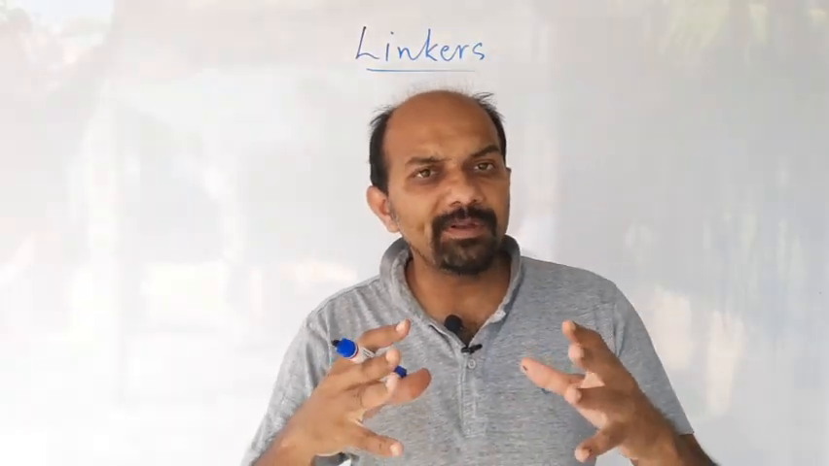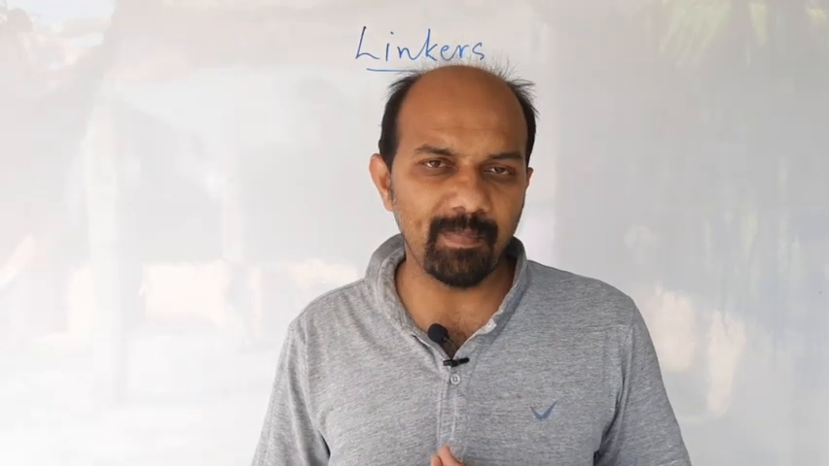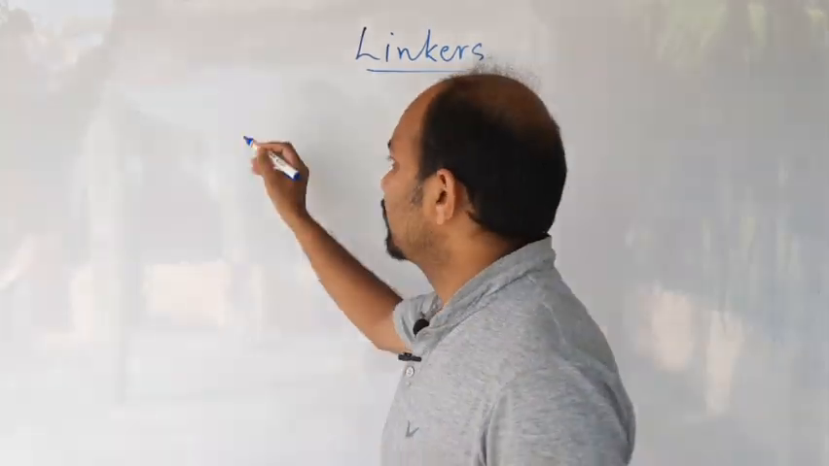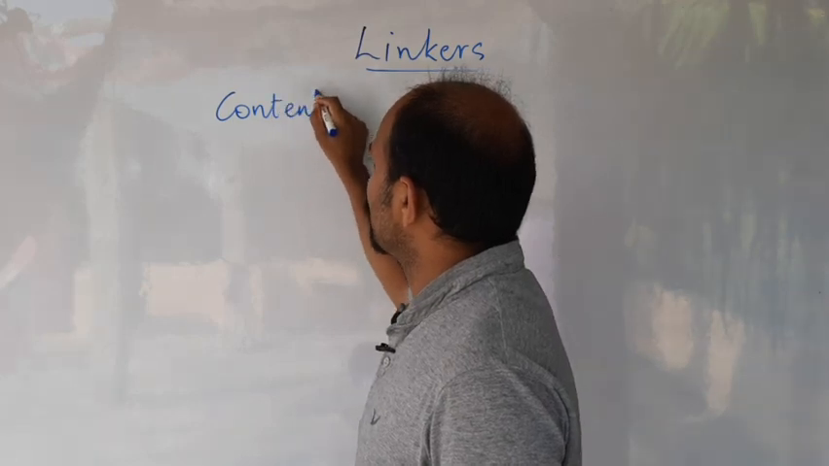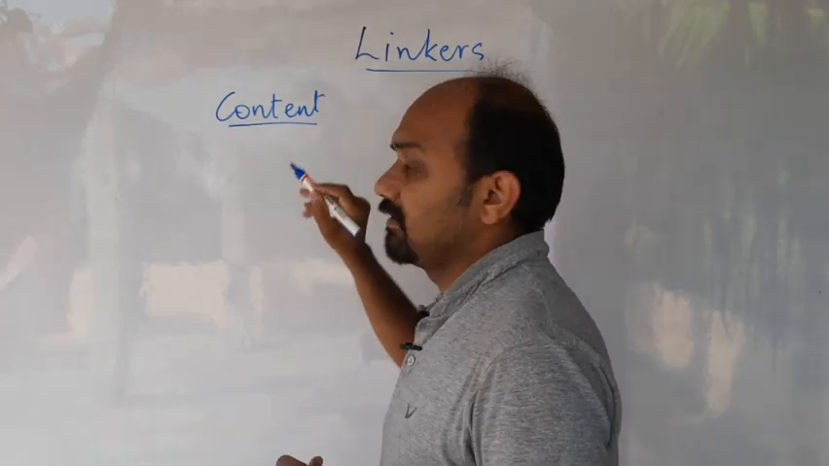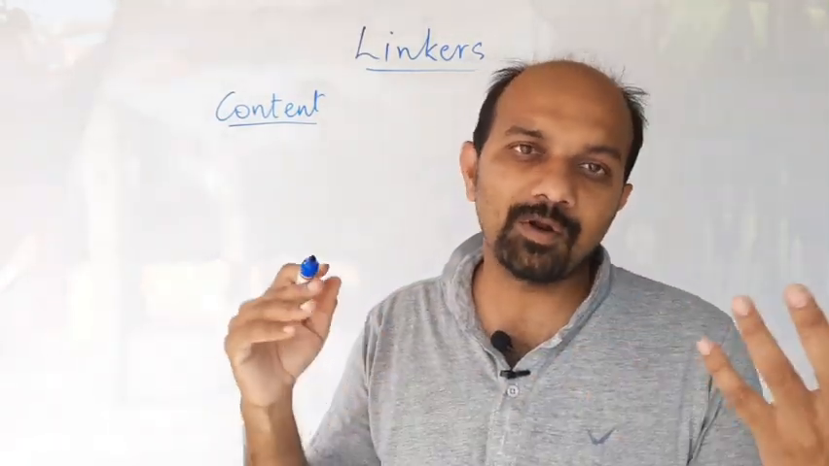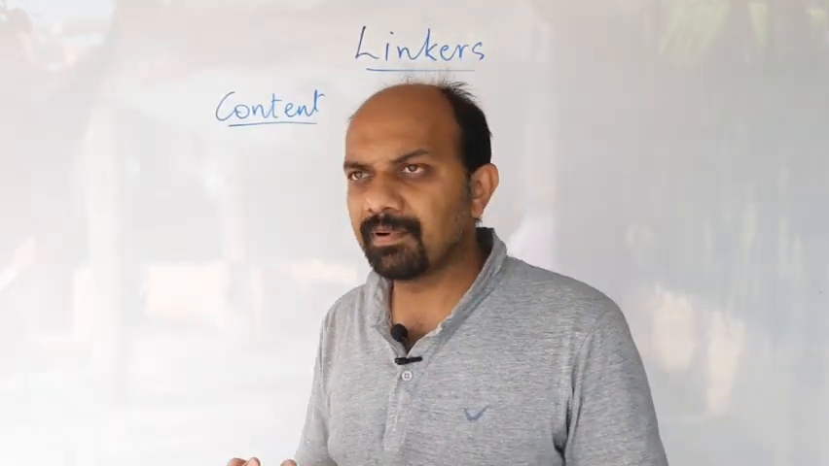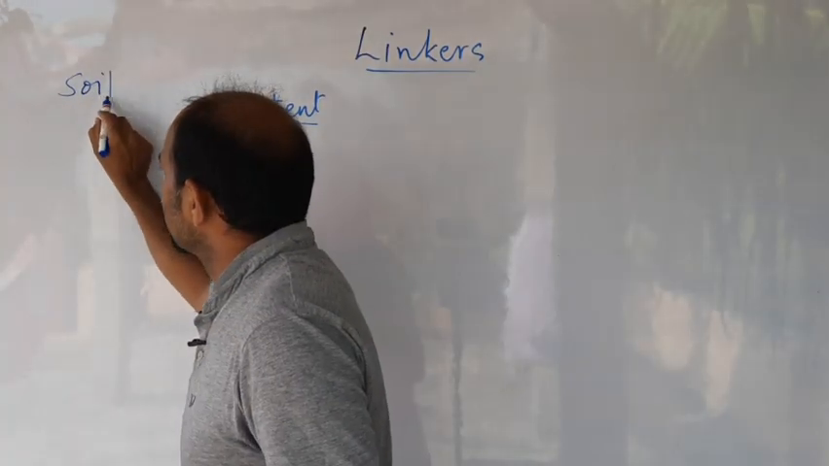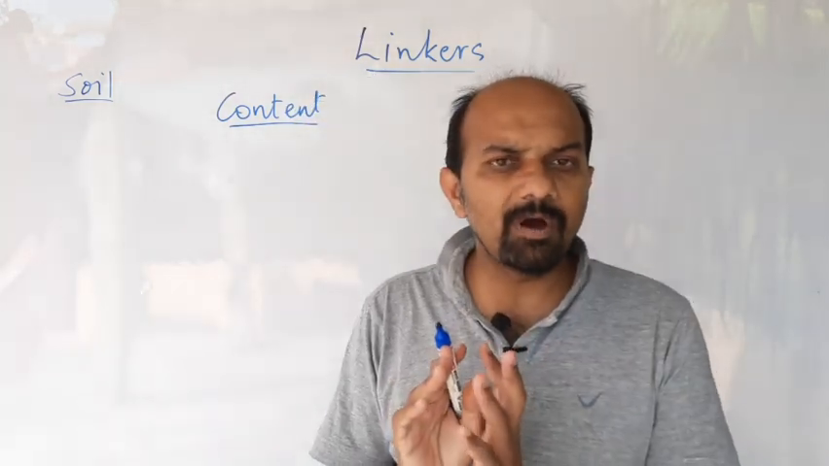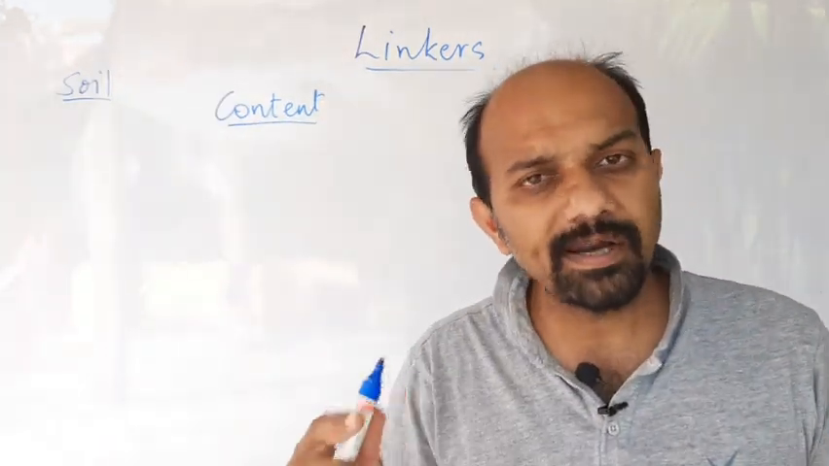When you choose to write something, the first thing that you have in your mind is the content itself. Content is the first thing that comes to one's mind when you are writing. You need to have a topic on which you are going to write. For example, take a topic like soil. Soil is the topic or the content that you want to develop your ideas on.